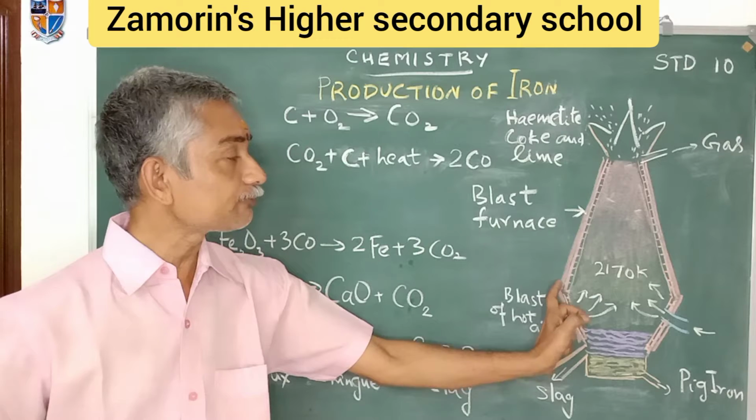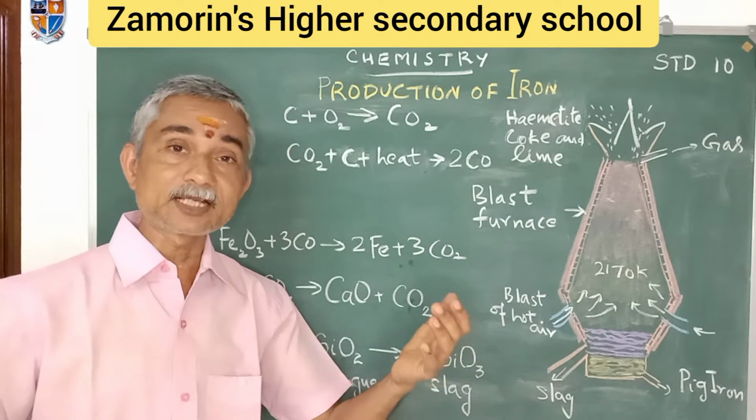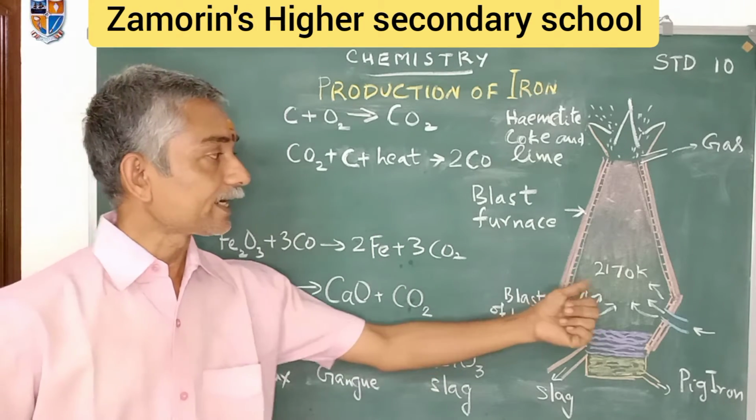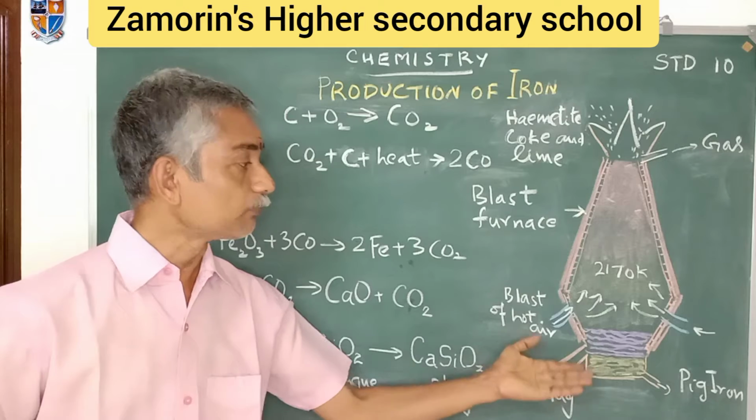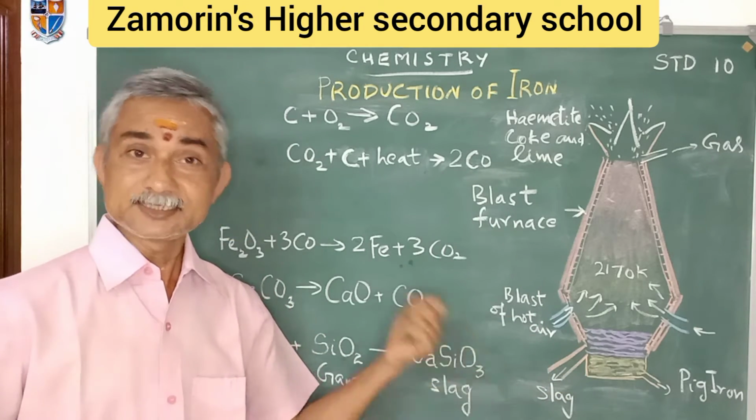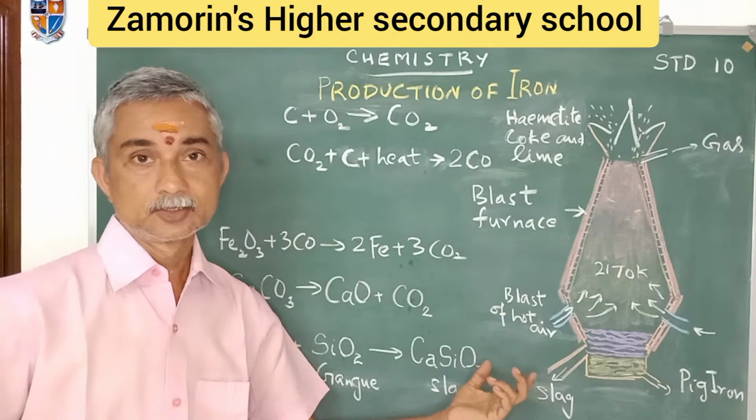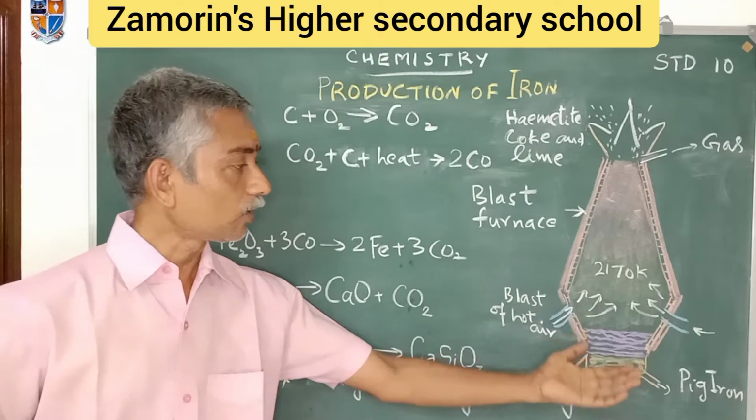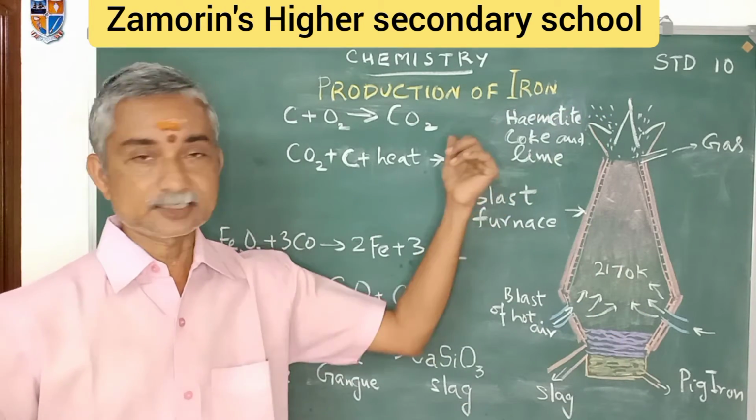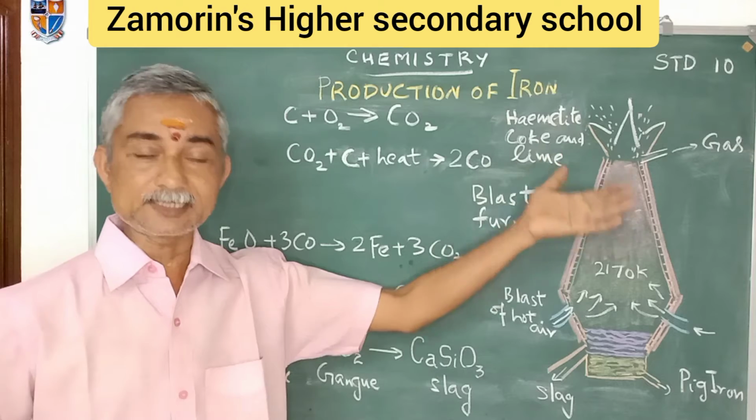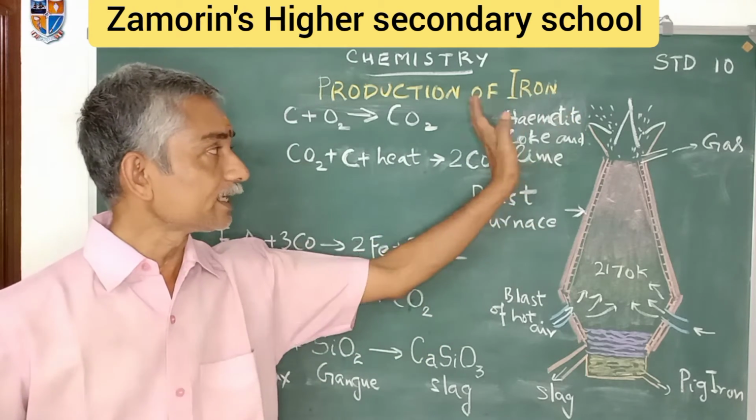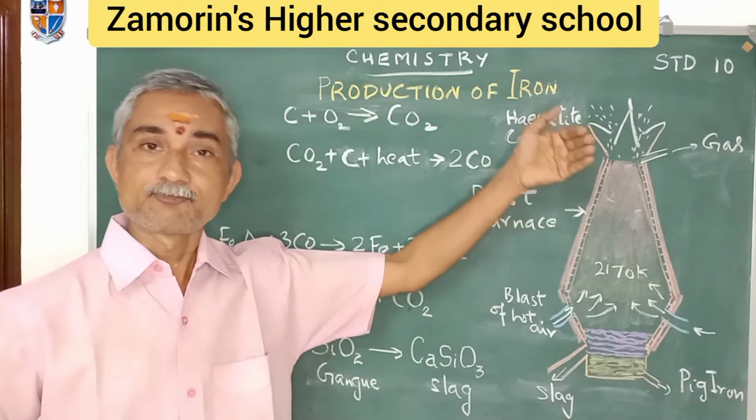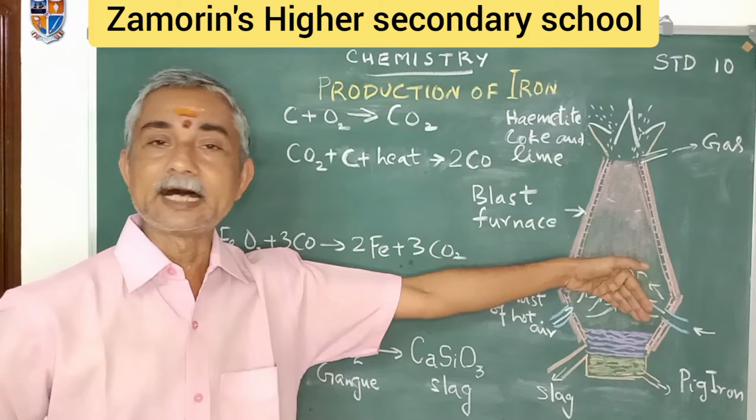It is made up of bricks because bricks can withstand any high temperature, so that hot air can be blown from the bottom of the furnace. This is called a blast of hot air. That is why it is named a blast furnace. By the hot air, the powdered ore is mixed, and the coke is split up and some part of it forms a liquid and moves down.